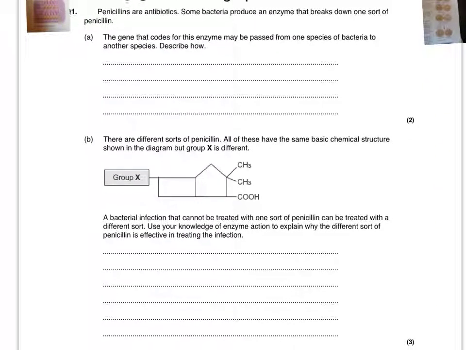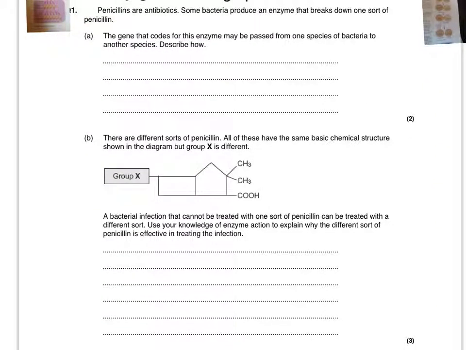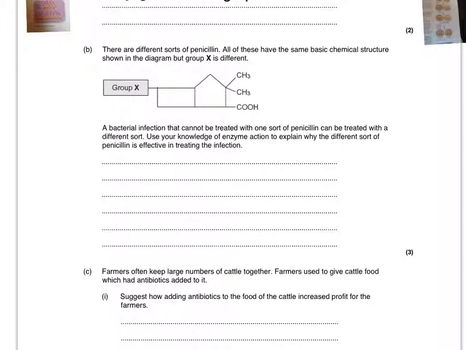So you need to remember that some bacteria produce an enzyme that breaks down one sort of penicillin. This question is asking for 3 marks. So you are looking for a mark for shape, a mark for binding, and a mark for consequence. Now the mark for shape. The shape is: different penicillins have different shape or structure.